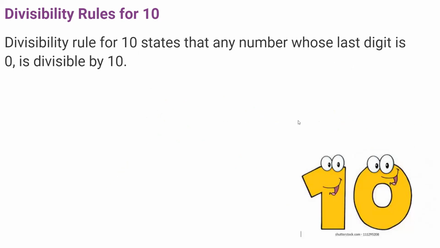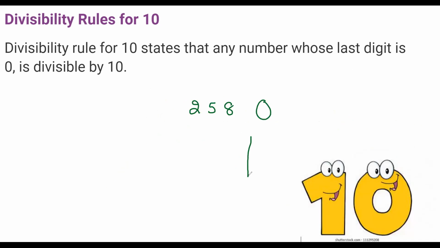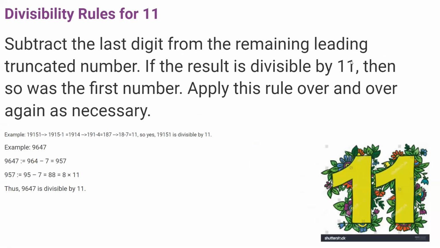Divisibility rule of 10, again, very easy. So just the unit digit must be 0. So only you have to search for the unit digit, that must be 0. Now, divisibility rule of 11, there are 2 rules.